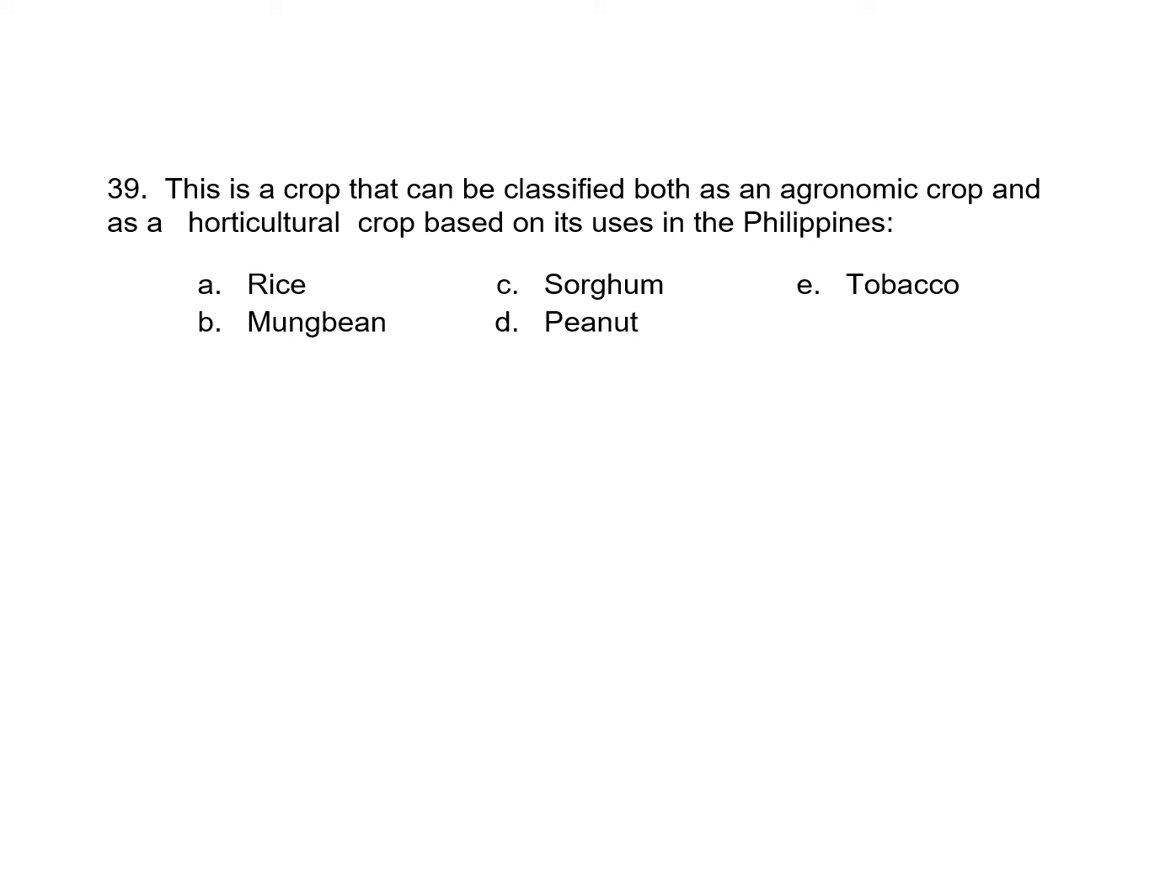Number 39. This is a crop that can be classified both as an agronomic crop and as a horticultural crop based on its uses in the Philippines. A. Rice, B. Mung bean, C. Sorghum, D. Peanut, or E. Tobacco. The answer is mung bean.